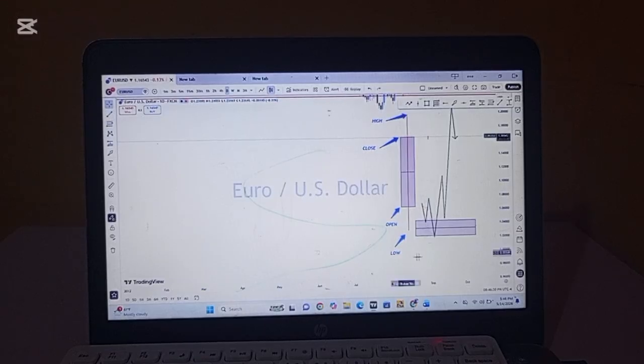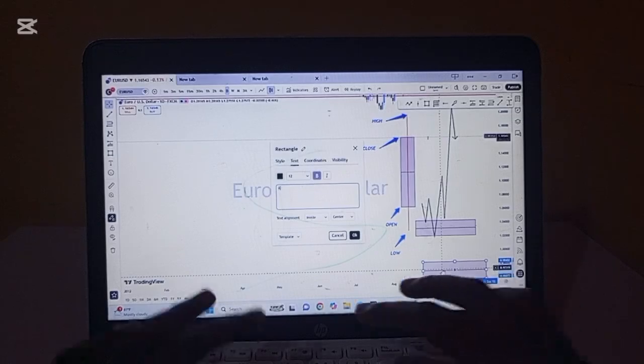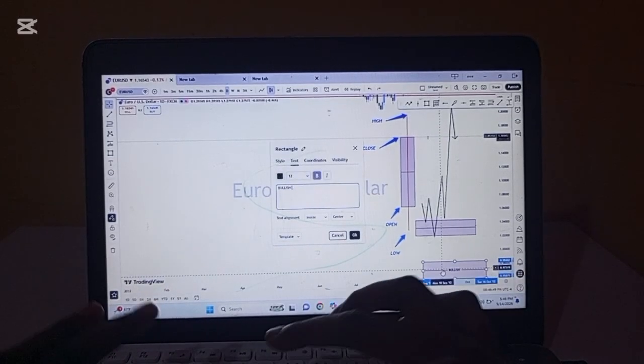So this one is, let me get a box and write. This one is for a bullish candle.